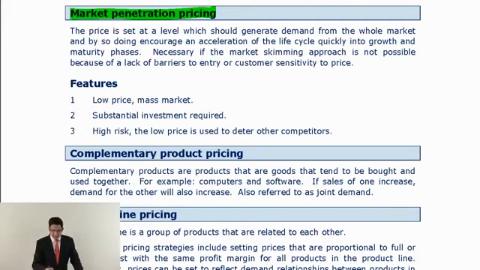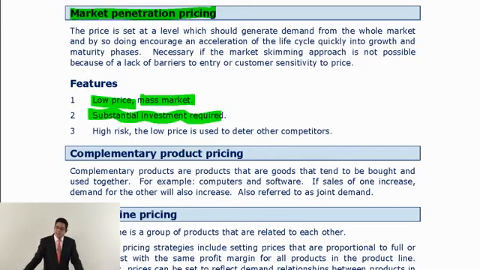So the idea is to keep the price low and focus on the mass market, meaning huge volume, higher volume. Okay, it involves substantial investment. The reason is the massive volume. Because of larger volume, it needs huge production capacity, huge warehousing capacity, hundreds or thousands of employees or workers to produce those products, and many people to deliver the product. So it involves substantial investment.